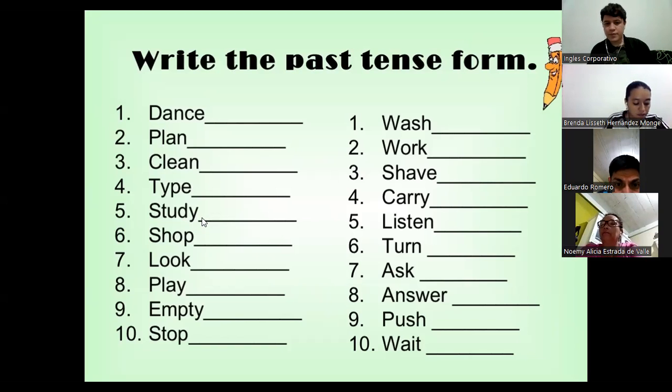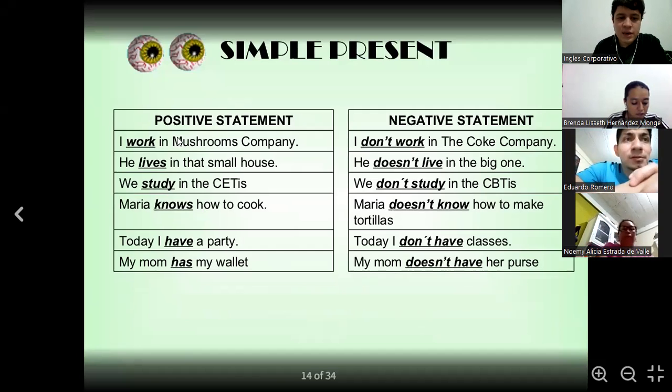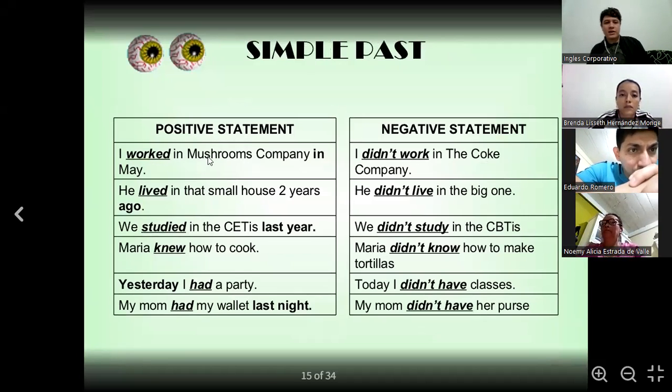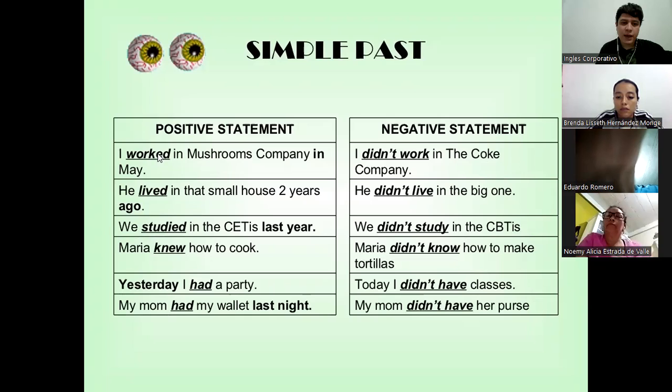Just like this. Now, let's move on, okay, guys? And here, you can see, well, first of all, this is present, okay? These sentences are in present. Estas están en present, okay? You see, I work in mushroom companies. I don't work, right? This is present. Now, let's move on to the past. So, in past, we have this one, okay? Positive, you see, I worked, okay? Worked. The verb is work, right? Termina en K. Y a la mayoría de los verbos le vamos a agregar ed, right? So worked, okay? Worked. Lived.